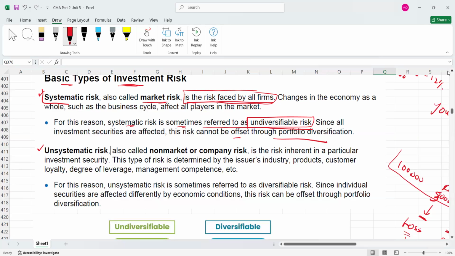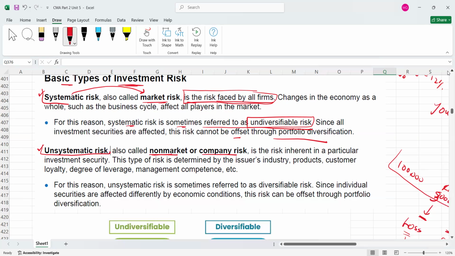You cannot, right? So these 2 points are called what? Systematic risk. Now the other type of risk which I'm going to explain is called what? Unsystematic risk. So please remember, unsystematic risk is also called non-market risk, because systematic risk was market risk, but unsystematic risk is a non-market risk. It is also called a company specific risk.